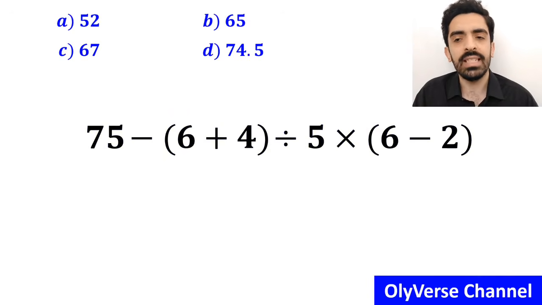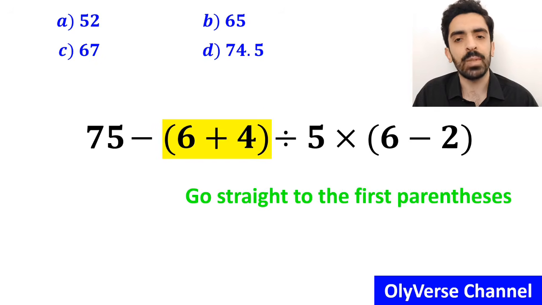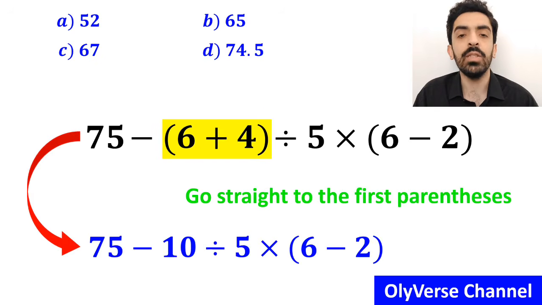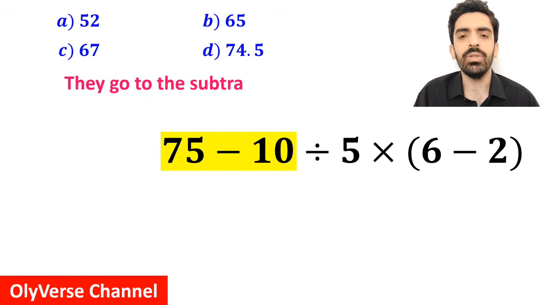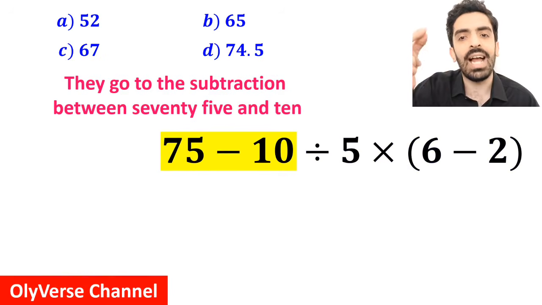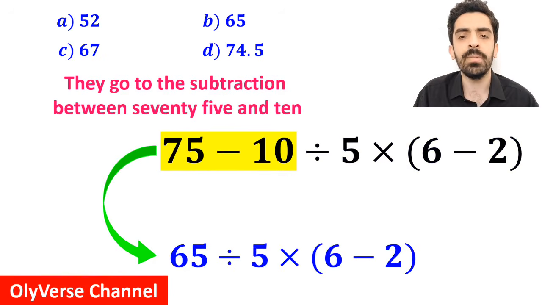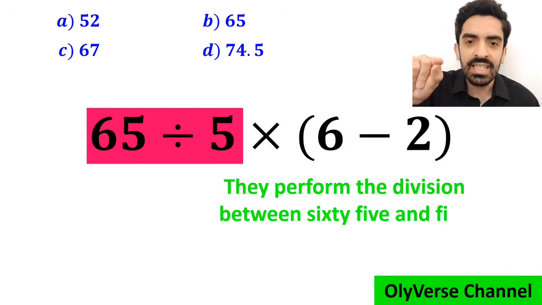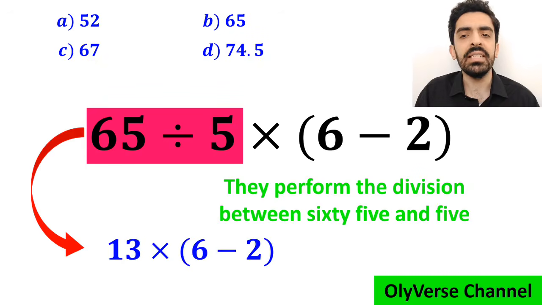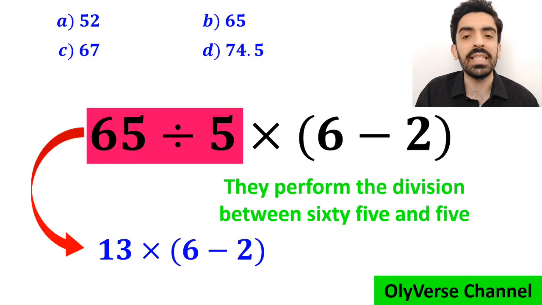Many people, when solving this question, go straight to the first parenthesis and simplify this expression to 75 minus 10 divided by 5 times (6 minus 2). In the next step, they go to the subtraction between 75 and 10 and simplify this expression to 65 divided by 5 times (6 minus 2). Then, they perform the division between 65 and 5 and write this expression as 13 times (6 minus 2).